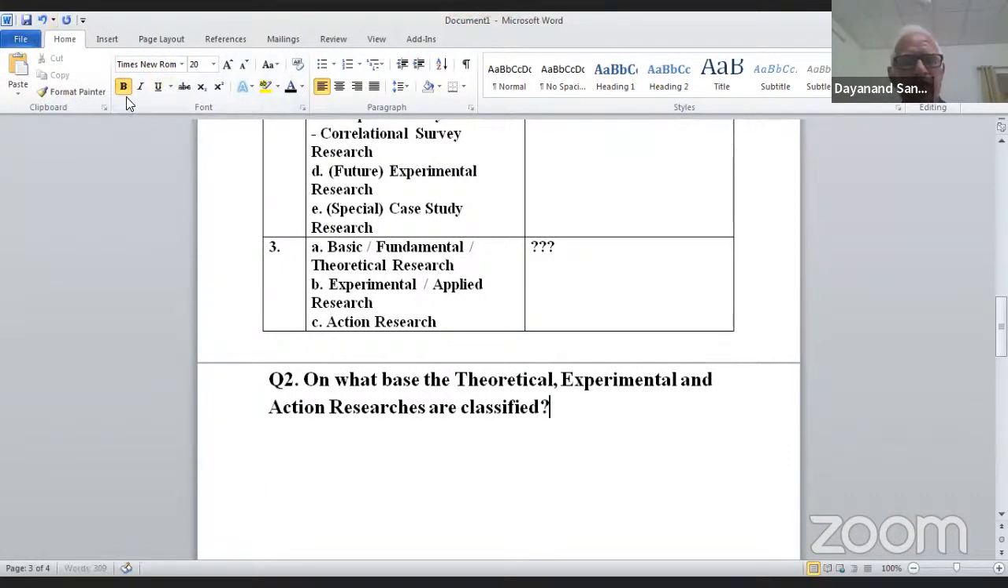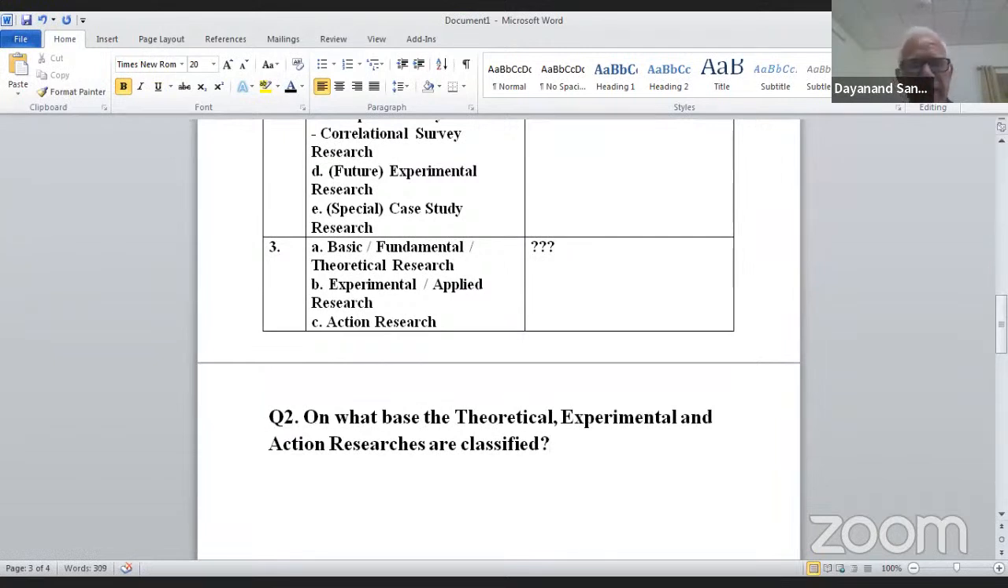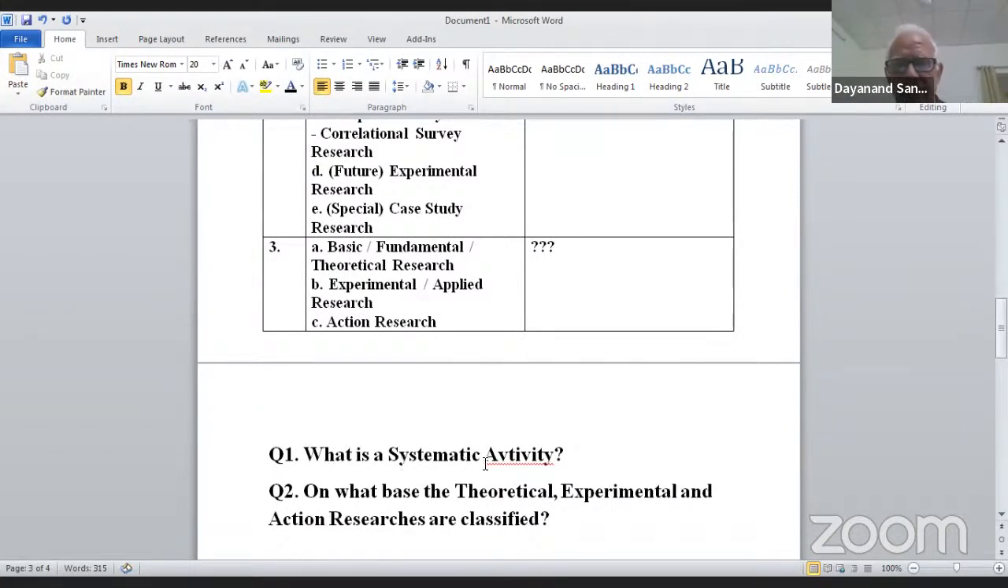So the question 1 which I asked was, what is a systematic... and this is the second question. So try to think, and then if you have a solution, then please tell me. I will try to see your answer. Now, anyone like to give me the answer of this question? Question number 2.